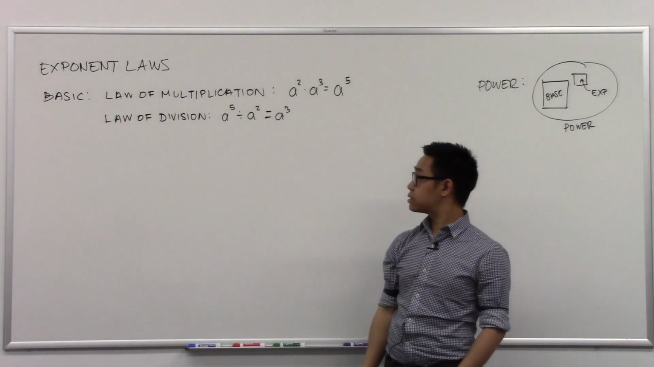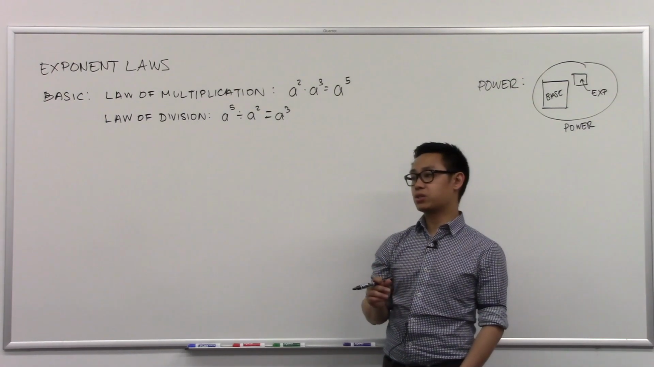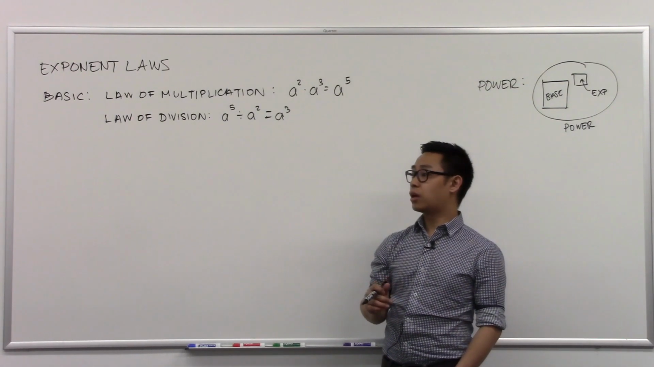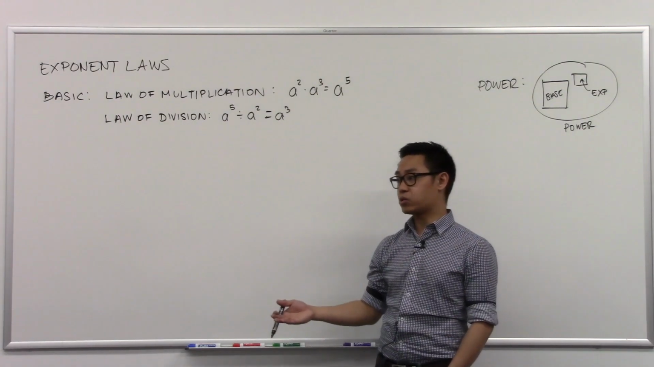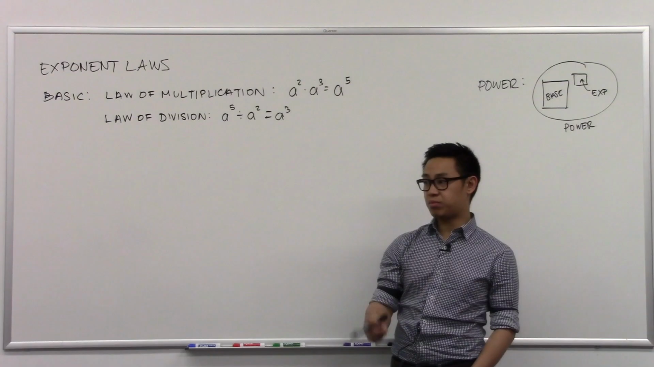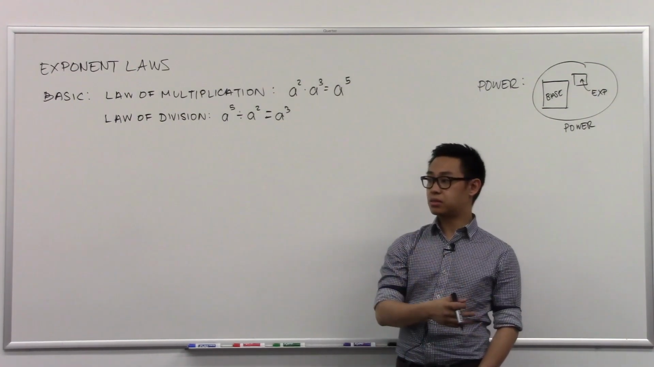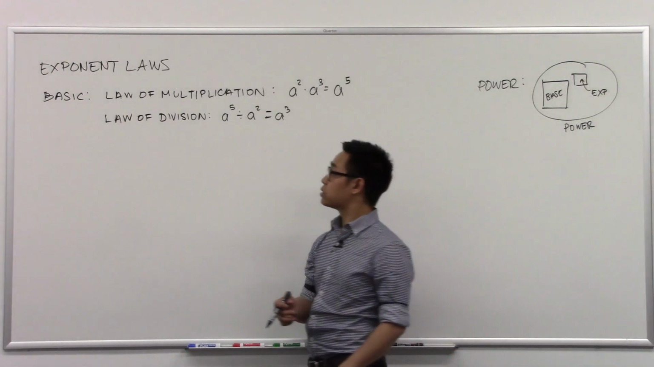On your test, there's always like a fill-in-the-blank section. So I could say when multiplying powers with the same base, blank, and it has to be fully keep the base and add the exponents, or keep the base and subtract the exponents for law of division.